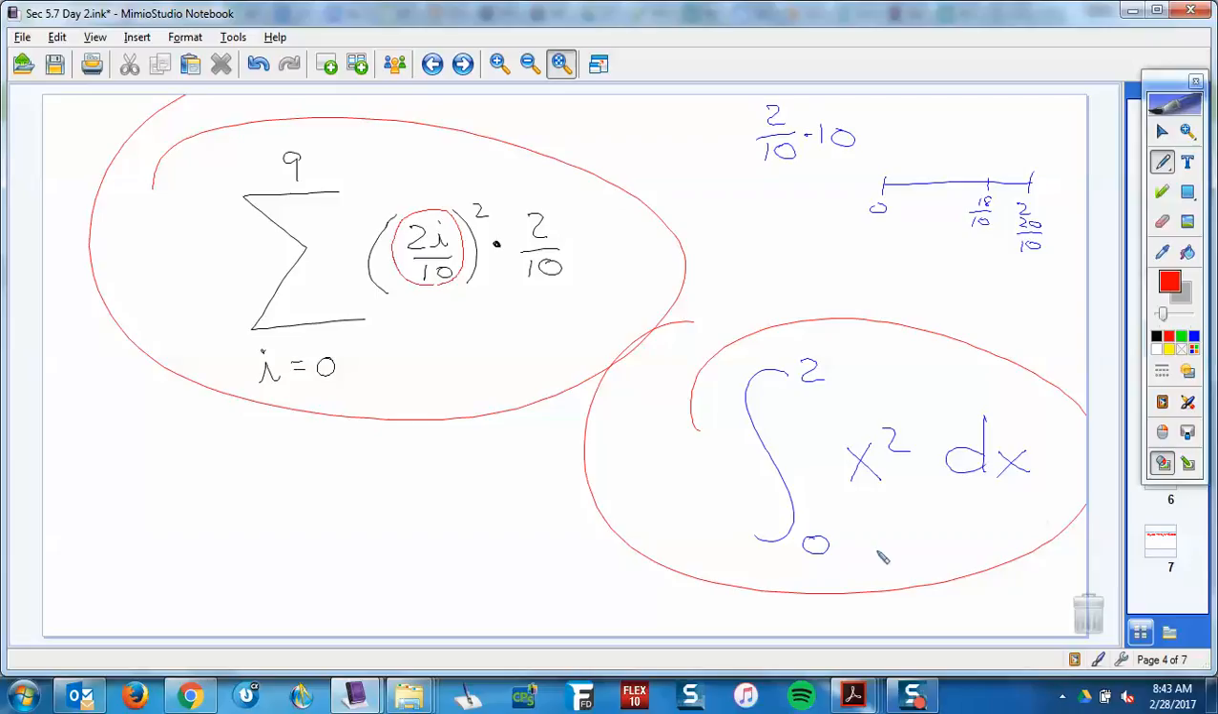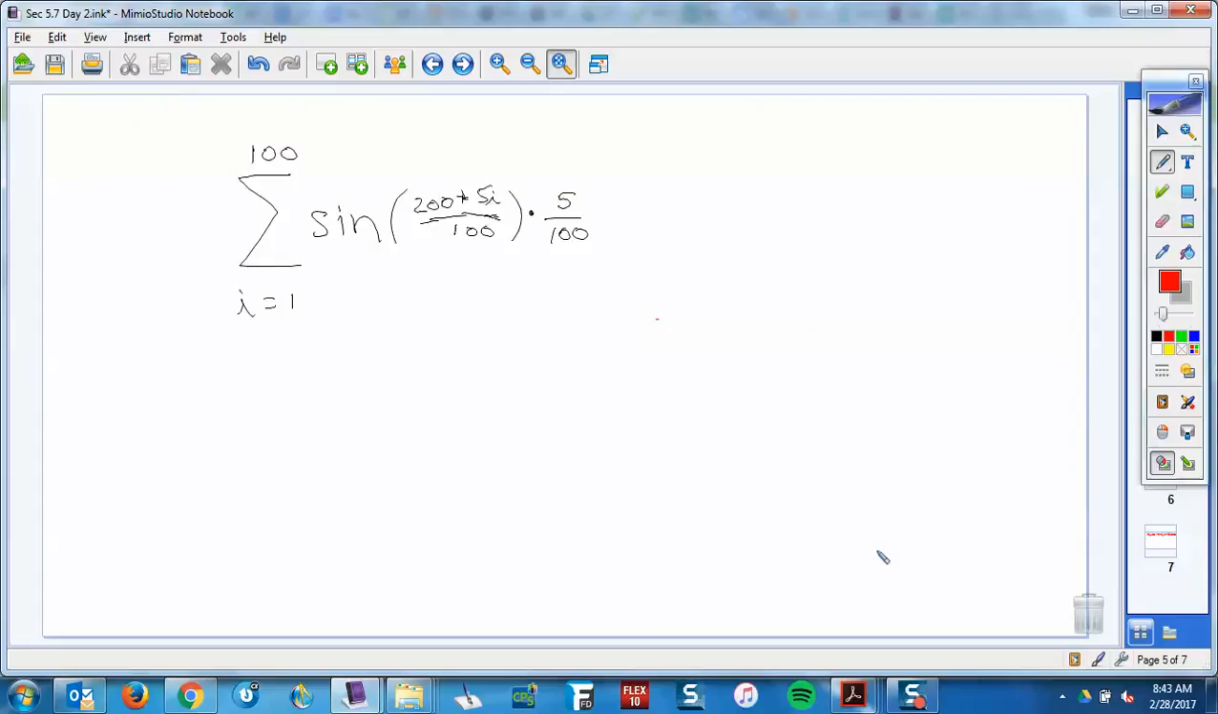Okay, now, anyway, that's what we should expect. So that integral created that right there. Are these two things the same thing? No. This is the exact area. This is 10 left rectangles. Approximation. Okay? All right, do that one.